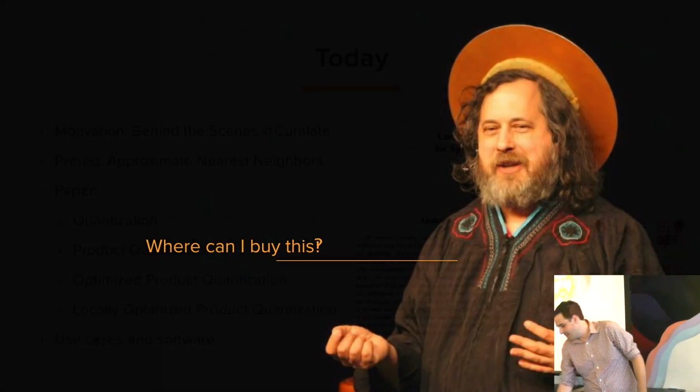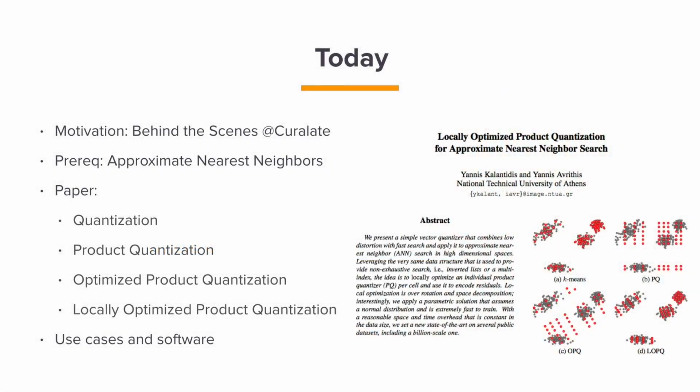So today, I'm going to motivate the paper by showing you guys some of the behind-the-scenes work we do at Curalate. And then we'll dive into some of the prereqs. We'll talk about approximate nearest neighbors, which is the generalization of the algorithm. Get everyone on the same page. Then we'll dive into the paper, which is really a contribution on top of existing work. So we're actually going to go through all the existing work as well. Don't be scared. I tried to make it pretty fast. And then we'll wrap it up. I'll show you some use cases and software and some of the cool stuff we did at Curalate.